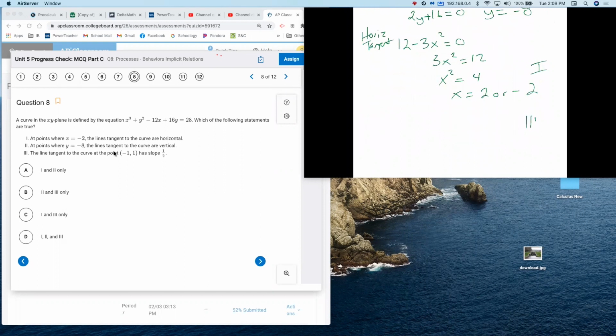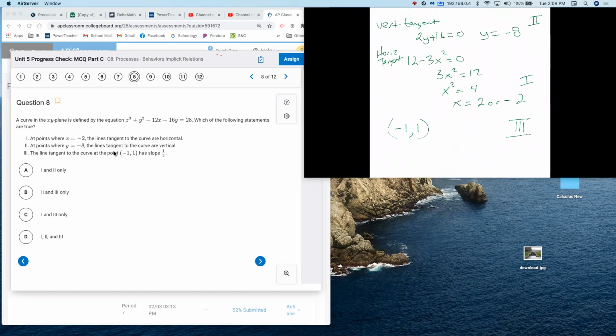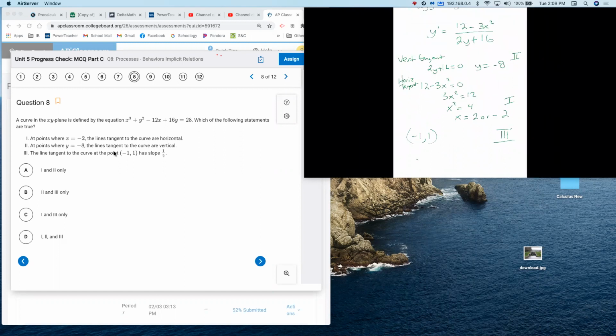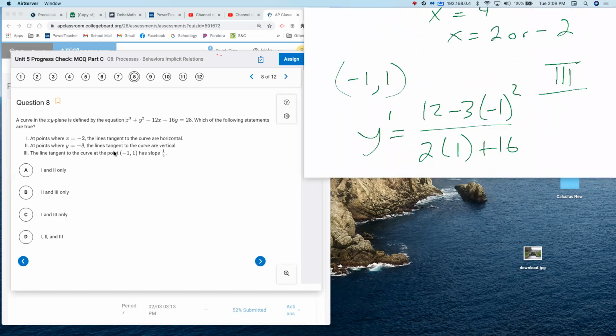So Roman numeral number 3, I just need to figure out if I have the point negative 1, 1, do I get 1/2 when I plug it into this derivative? Y prime is equal to 12 minus 3 times negative 1 squared over 2 times 1 plus 16. And if you calculate that, you'll get 1/2. You get 9 over 18, which is equal to 1/2. So that's Roman numeral number 3. That's why the answer is D down here. Any questions on that?